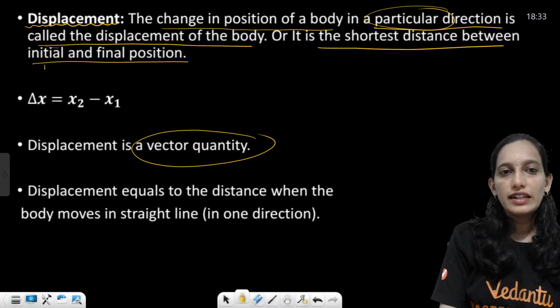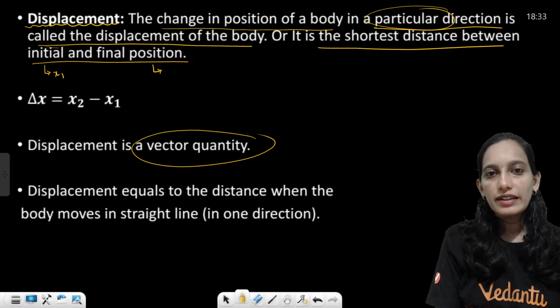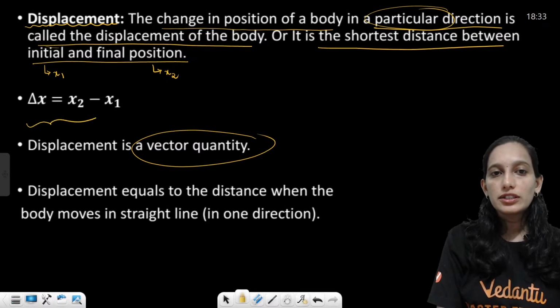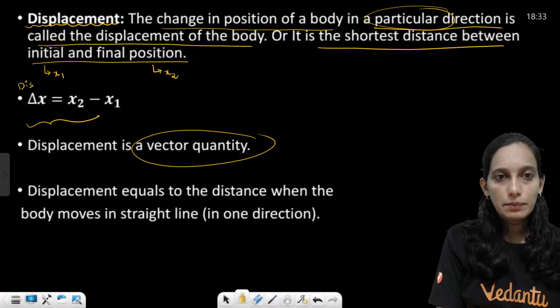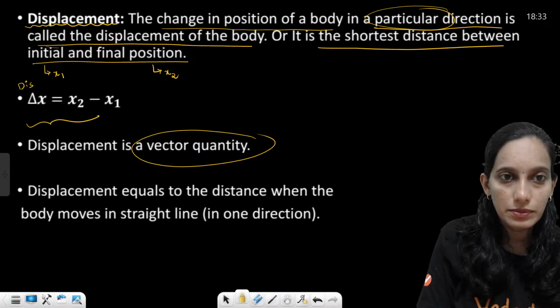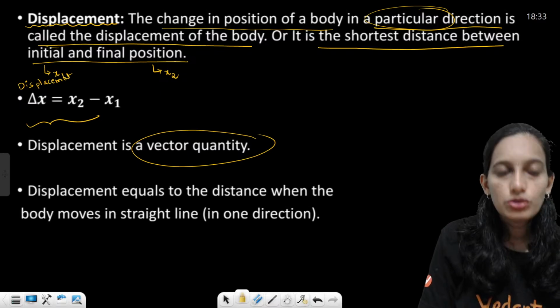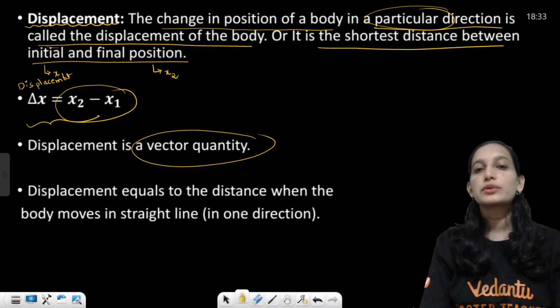So we can say initially the object is at some position x1 and finally it is at some position x2. Then this delta x represents the displacement. So displacement delta x will be equal to x2 minus x1.